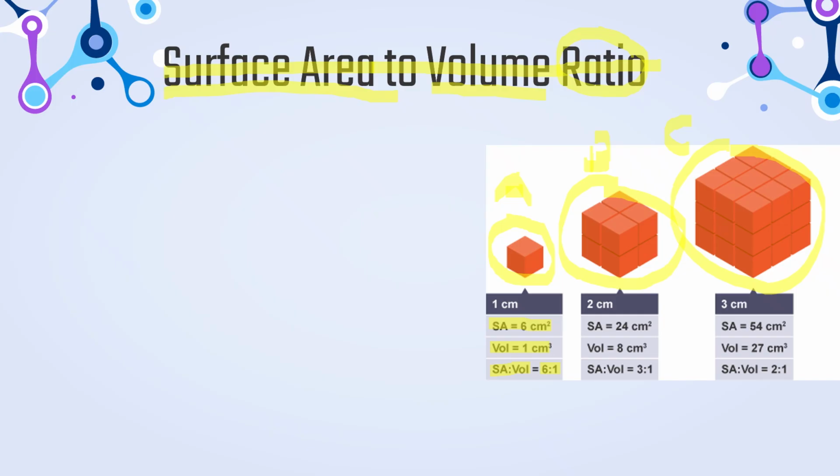But if you talk about cube B, you see the surface area for cube B is 24, but the volume is 8. Now it seems that cube B is bigger, but it doesn't mean that it is better, okay? Because the surface area to volume ratio is lower at 3:1. And for C, even though it is a very, very big object, the surface area is higher, yes, but when you divide by the volume, you can see that for cube C, the surface area to volume ratio is actually the lowest.